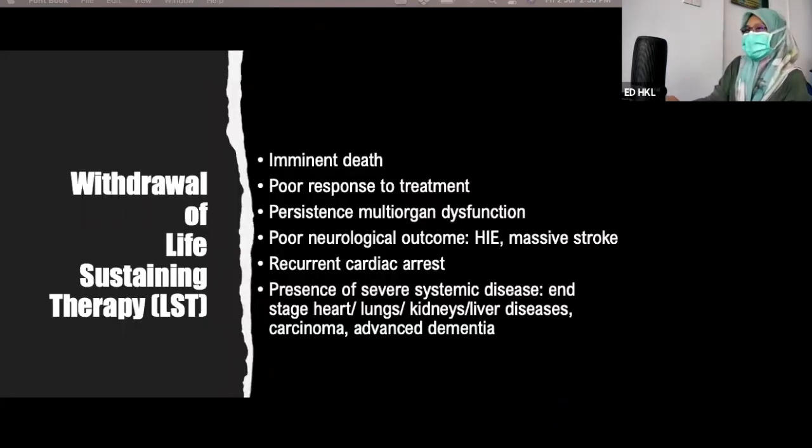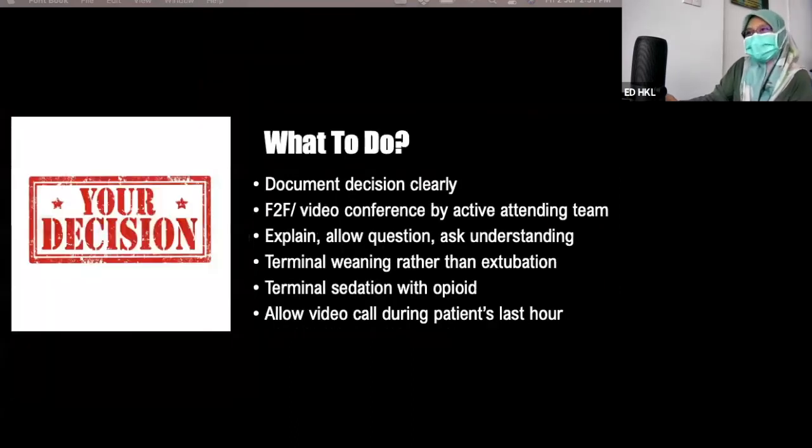Okay. So, when should we withdraw the LST? LST ni semualah intubation, hydration, support, hemodynamic support. When you think that the death is imminent, kita dah treat. Poor response, there's worsening or persistent multi-organ failure, patient develop massive stroke, or dah CPR banyak kali. Okay, so kita bolehlah bincang untuk withdraw, stop. Okay.